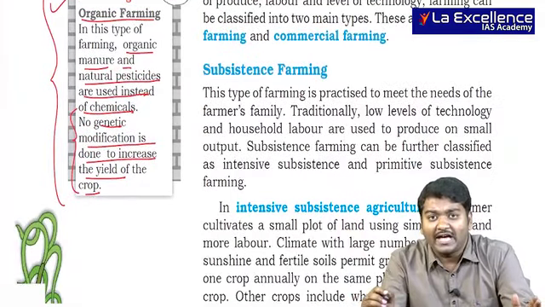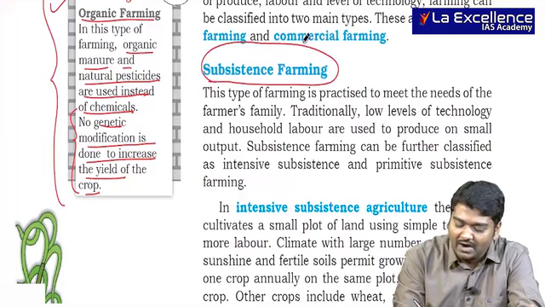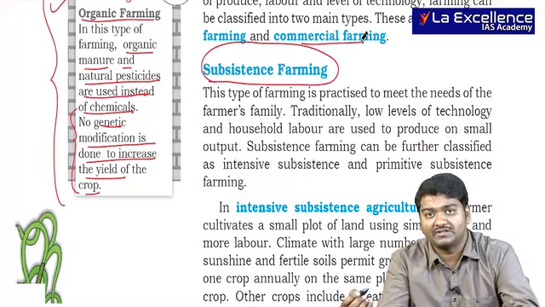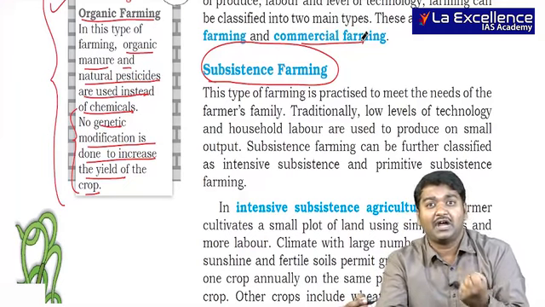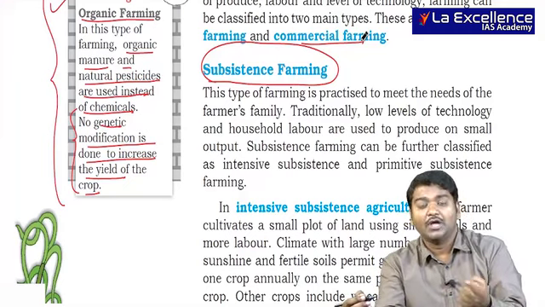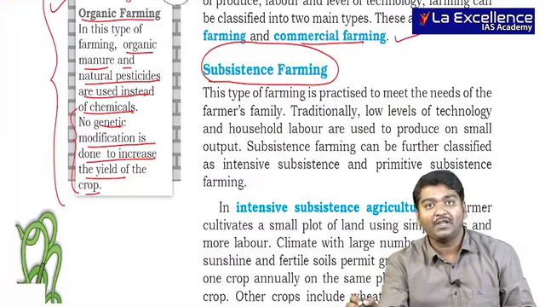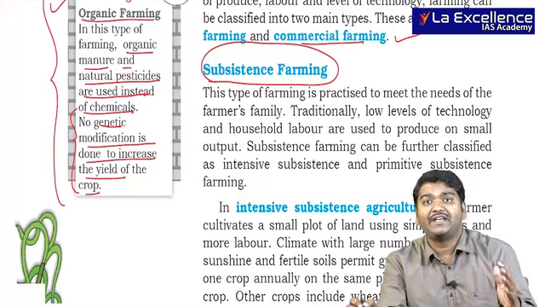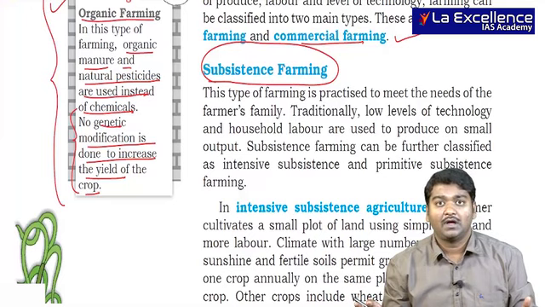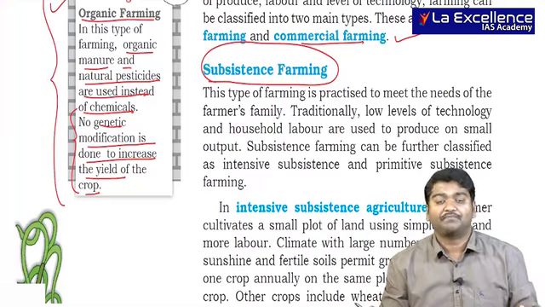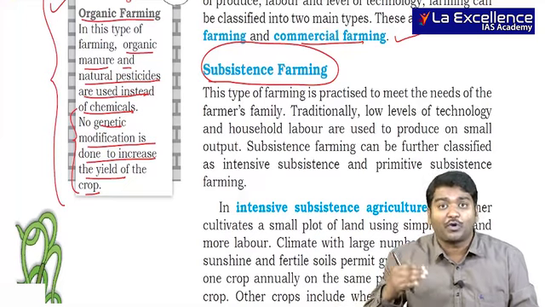Then farming can be separated into subsistence farming and commercial farming. What is the difference? Subsistence means using primitive technology and limited resources to produce the goods. Whenever I am talking about commercial farming, I may think about plantations or vast areas being used for agriculture. There, the output yield may be more and also profits will be more.